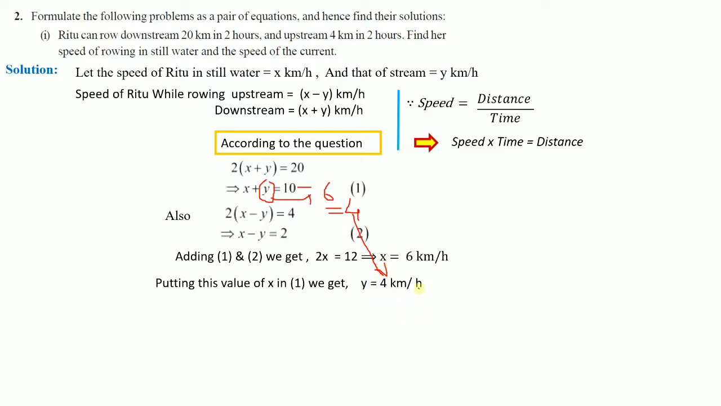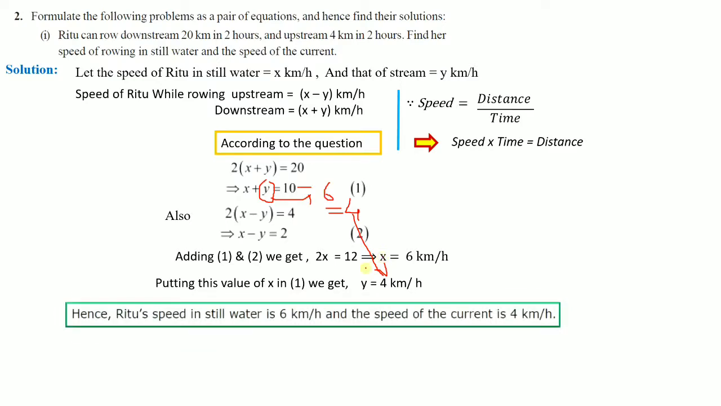So y is equal to 4 kilometer per hour, that is the speed of the current. So hence Ritu's speed in still water is 6 kilometer per hour, and the speed of the current is 4 kilometer per hour. That's all about it.